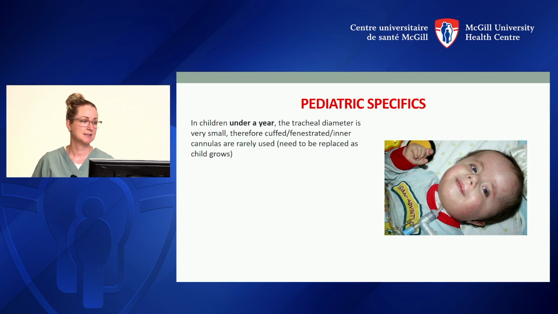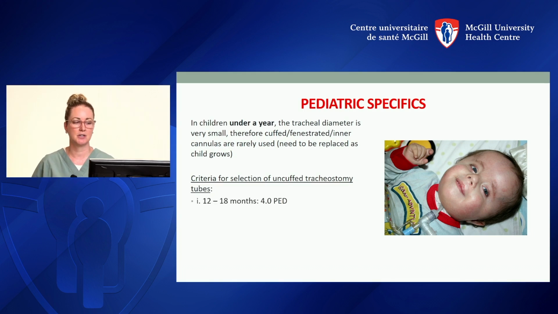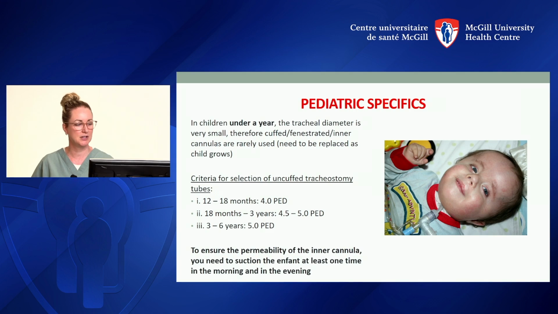Some pediatric specifics. In children under the age of a year, the tracheal diameter is very small. Therefore, cuffed and fenestrated tubes and inner cannulas are rarely used because they need to be replaced every time the child grows. So some criteria for selection for an uncuffed tracheostomy tube. Between 12 and 18 months, you're going to use a 4.0 pediatric one. Between 18 months to 3 years, it's going to be 4.5 to 5.0 pediatric. 3 to 6 years old is going to be probably about a 5.0 pediatric. And then, of course, as they grow, they will grow into the adult sizes that I had just mentioned before.